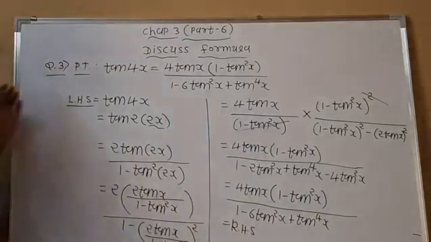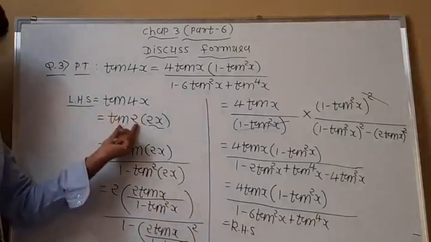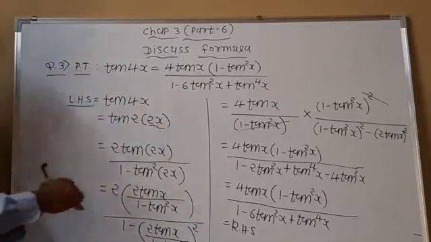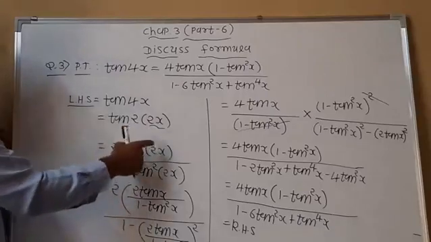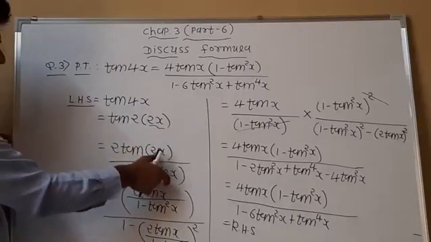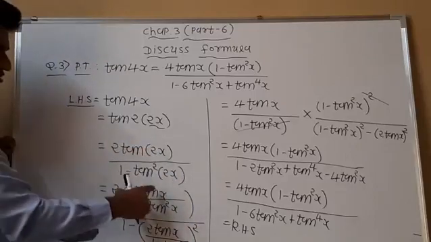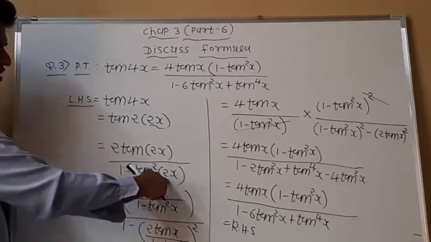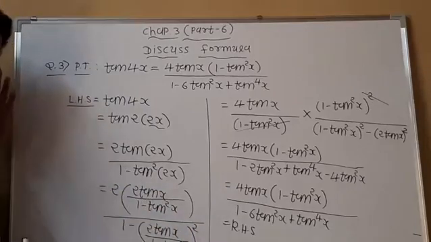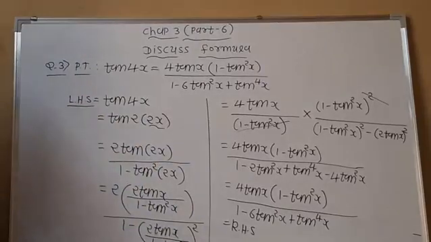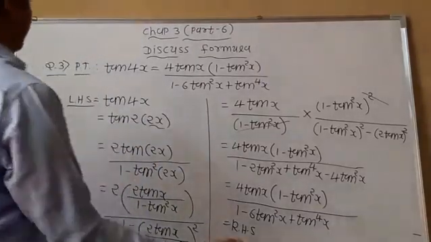Clear? So here tan 4x in place of tan 2 into bracket 2x. Now after using the identity tan 2θ, here θ in place of substitute 2x. Now once again here apply same identity, tan 2x in place of substitute this term. Now after simplifying this term, we get the answer. Now our next question.